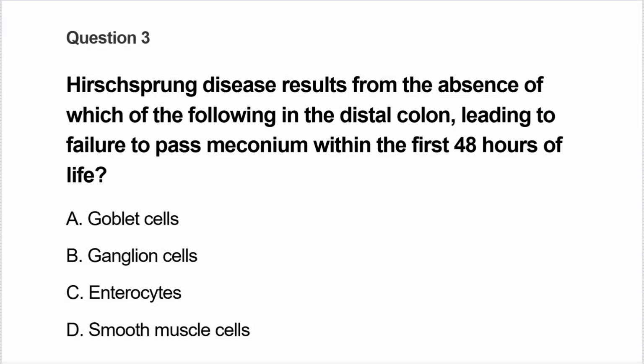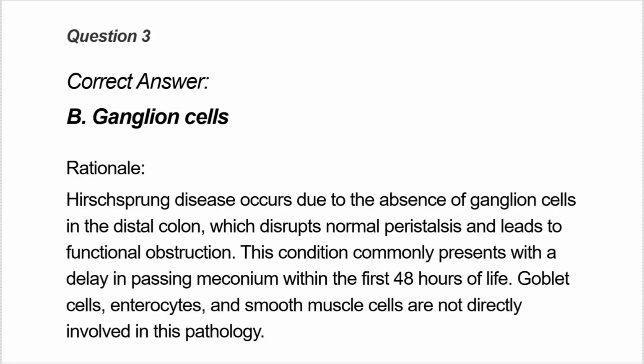Question 3. Hirschsprung disease results from the absence of which of the following in the distal colon, leading to failure to pass meconium within the first 48 hours of life? A. Goblet cells. B. Ganglion cells. C. Enterocytes. D. Smooth muscle cells. Correct answer, B. Ganglion cells.